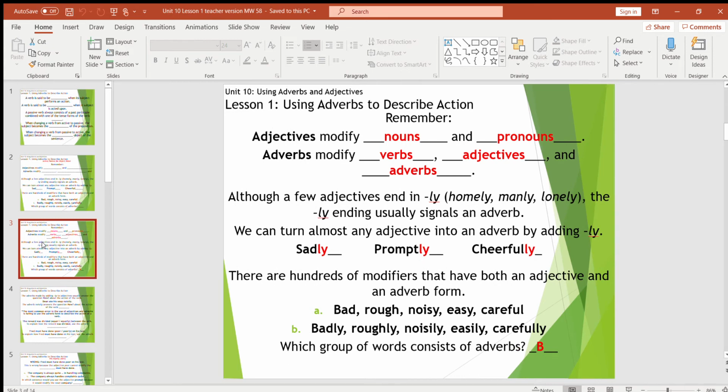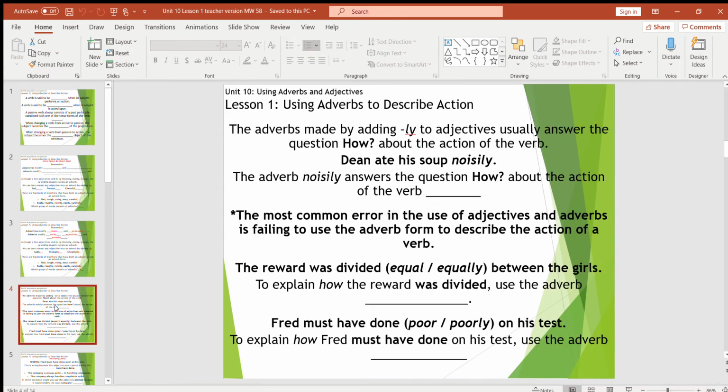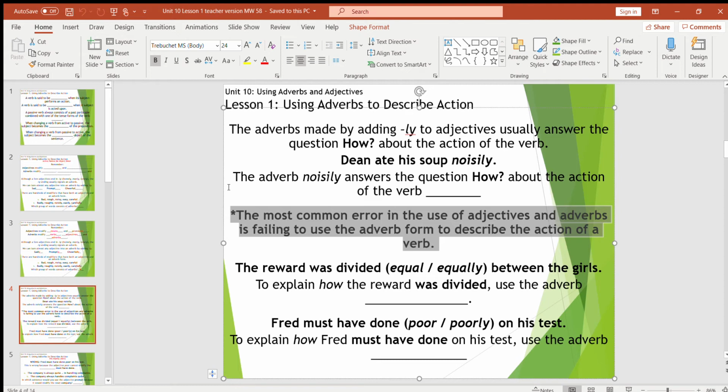So, the adverbs made by adding ly to adjectives usually answer the question how about the action of the verb. So if Dean ate his soup noisily, the adverb noisily will answer the question how about what action, what verb? How he ate, right? He ate noisily. So circle, star, highlight. The most common error in the use of adjectives and adverbs is failing to use the adverb form to describe the action of a verb. And people do this all the time and it drives me nuts. Okay, so we're going to learn how to not do that, how to not drive me nuts.